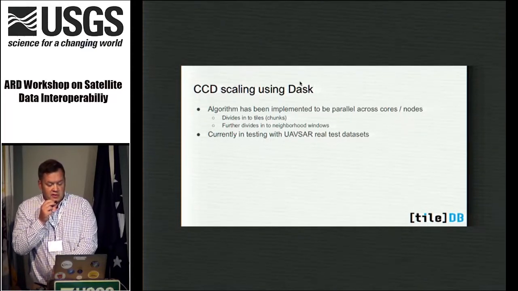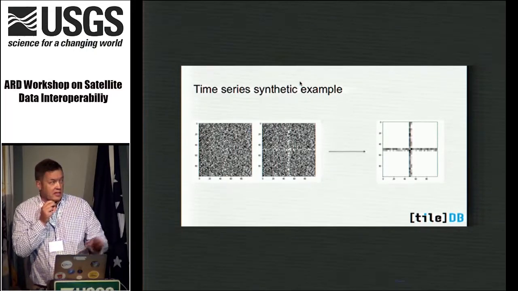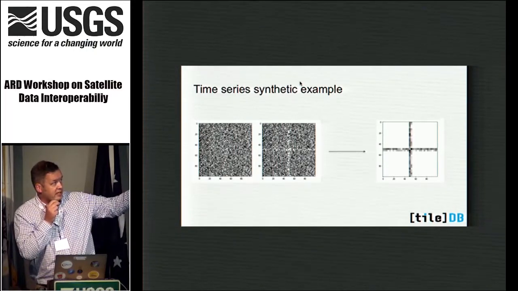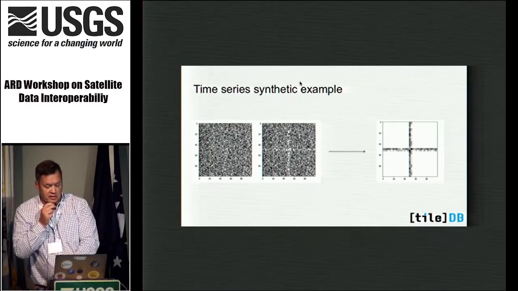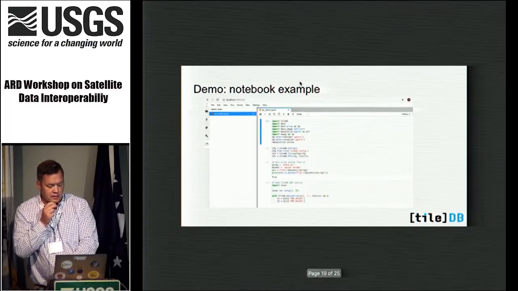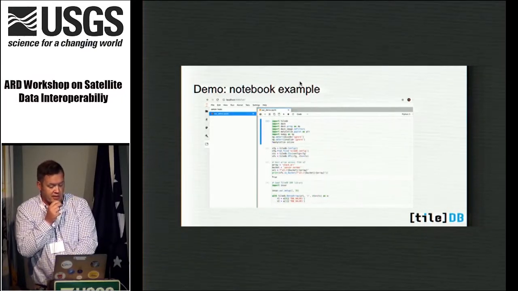We're currently in testing with UAV real test data sets. And here's a synthetic example. So you can see I have a noise distribution on the left based on Gaussian. I introduce changes across, and I can detect across using that algorithm. And then I'm going to show you the Jupyter Notebook, just to show how easy to use the Python API is.